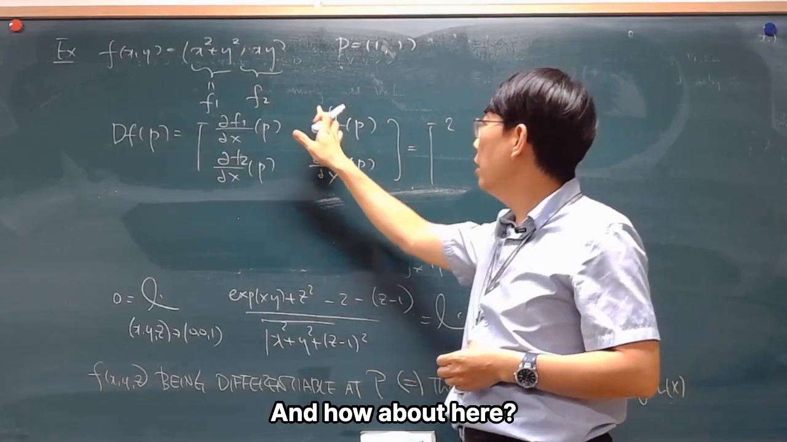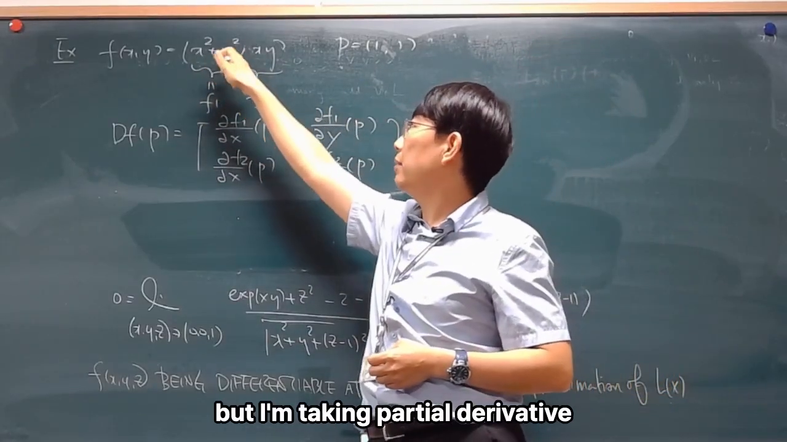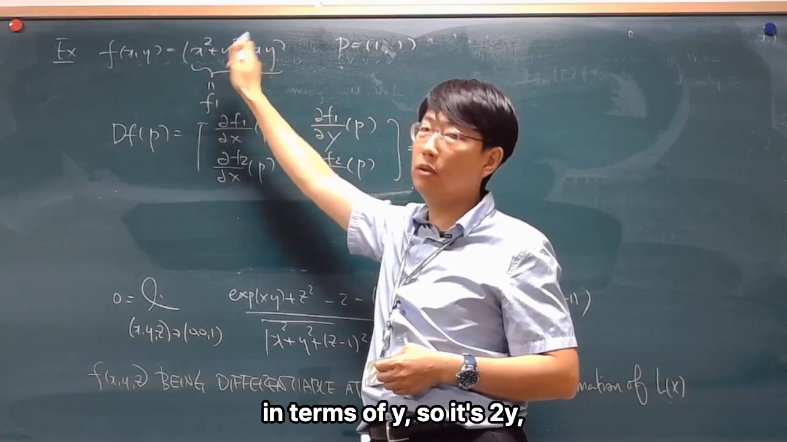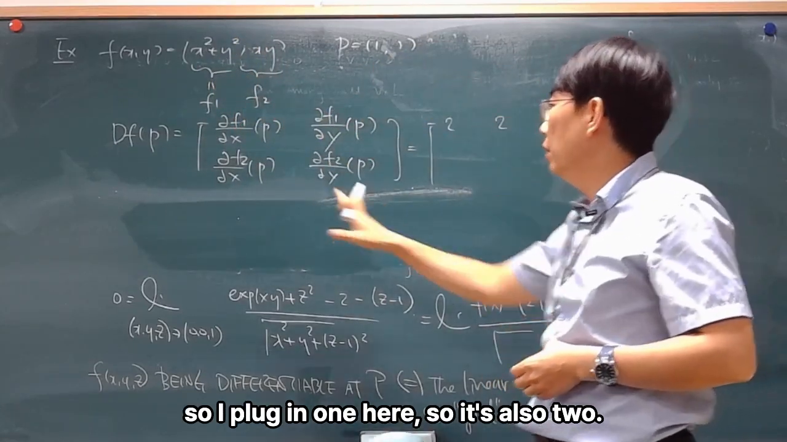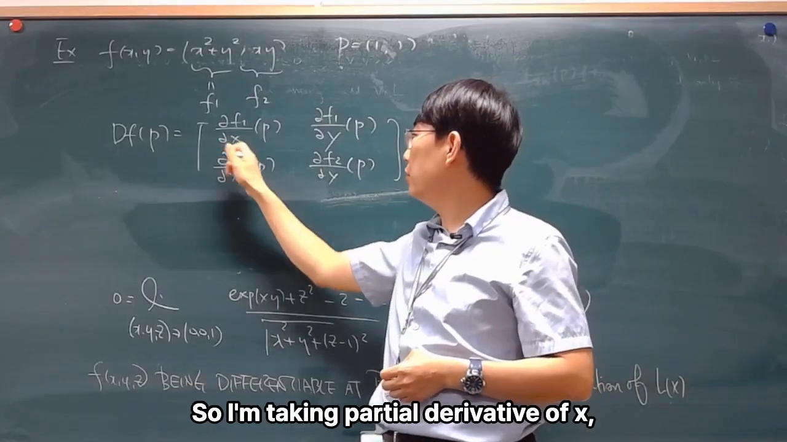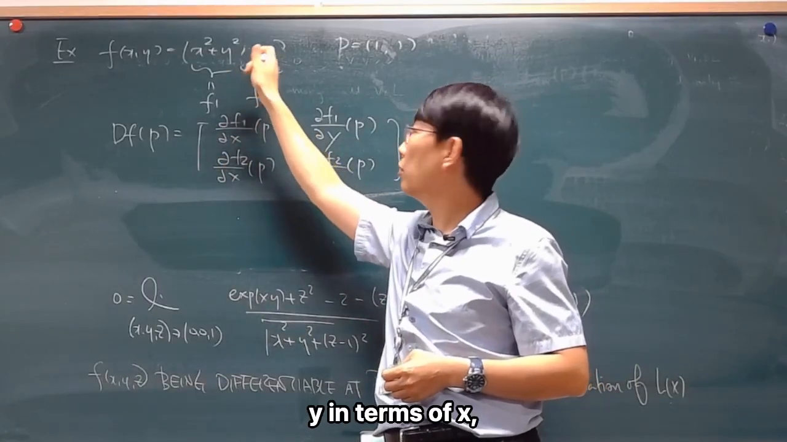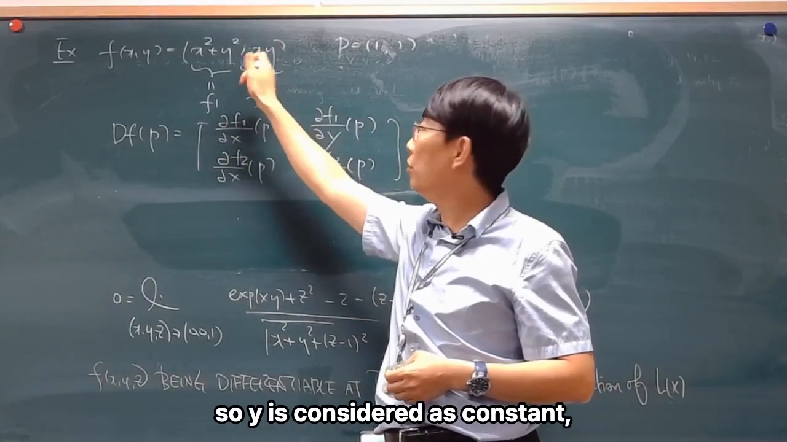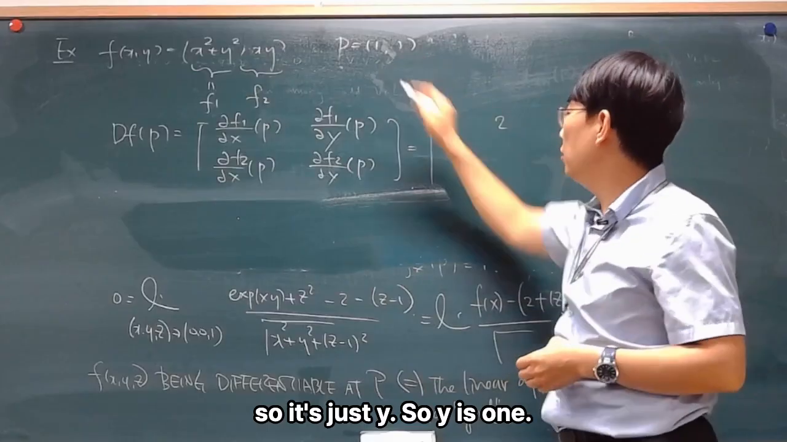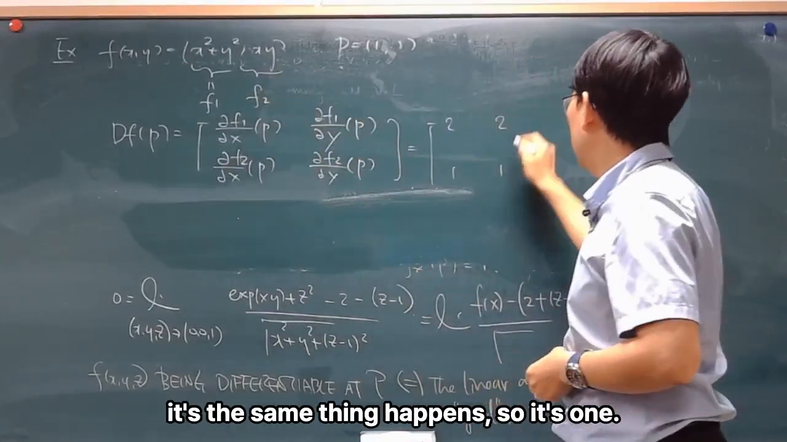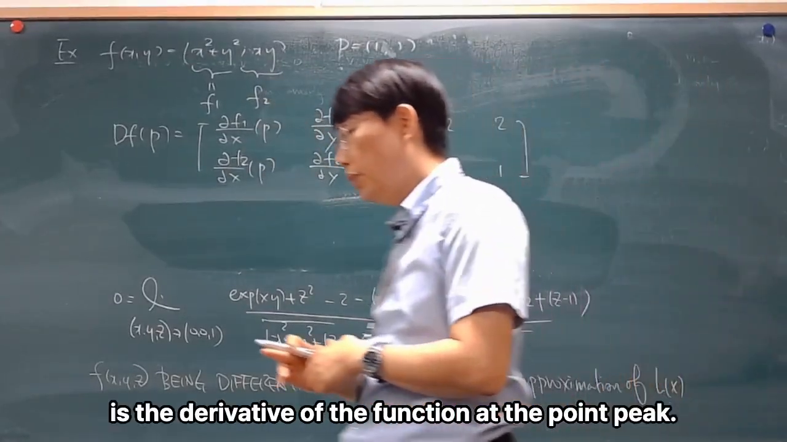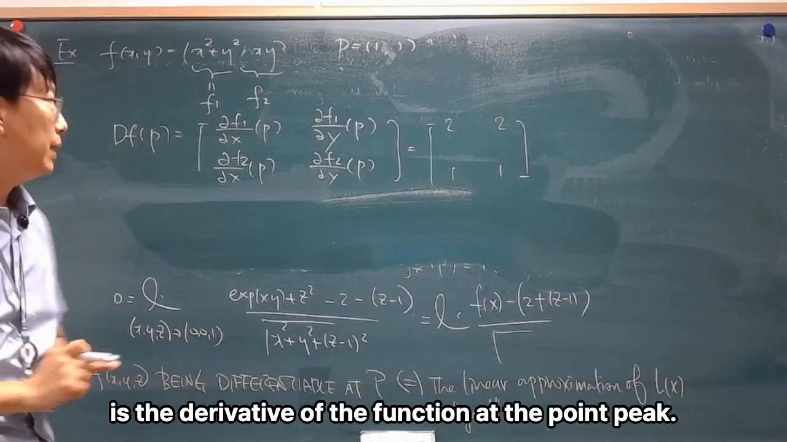And how about here? I get the same formula, but I'm taking the partial derivative in terms of y, so it's 2y. I plug in 1 here, so it's also 2. How about here? I'm taking the partial derivative of xy in terms of x. y is considered as a constant, so it's just y. y is 1. And here again the same thing happens, so it's 1. So this 2 by 2 matrix is the derivative of the function at the point P.